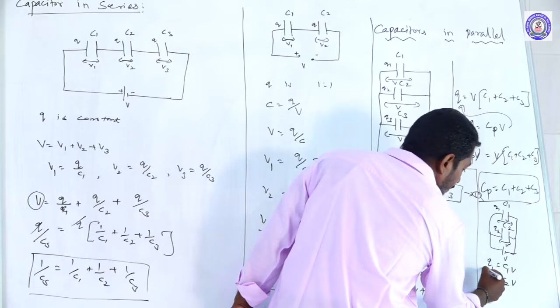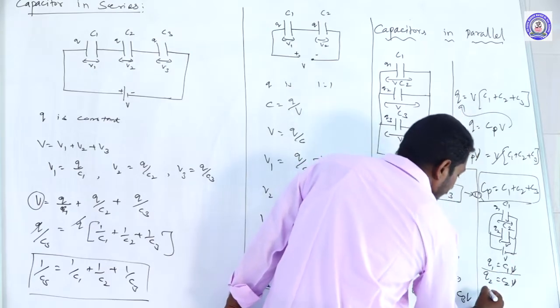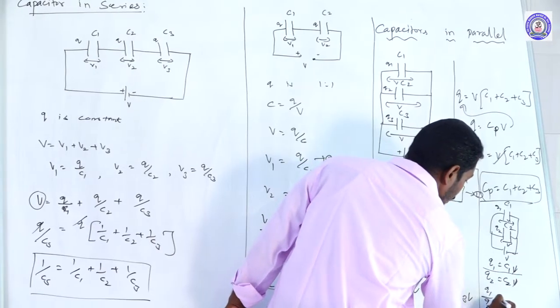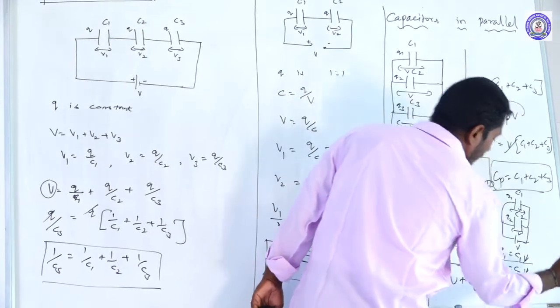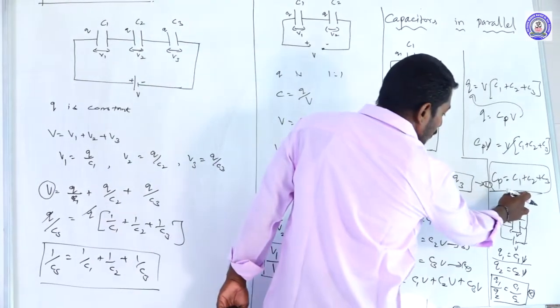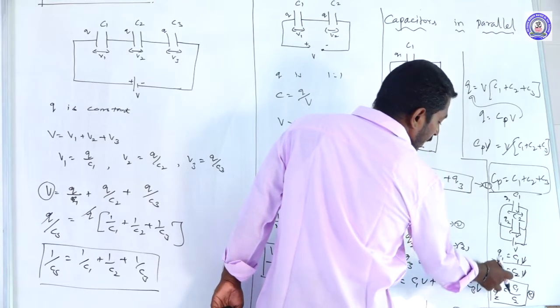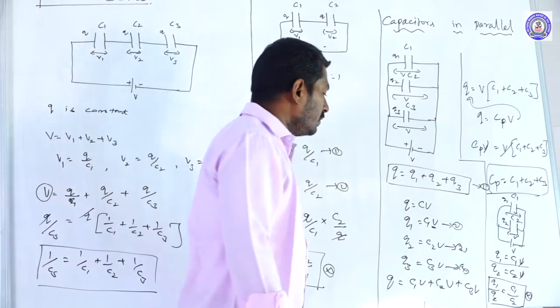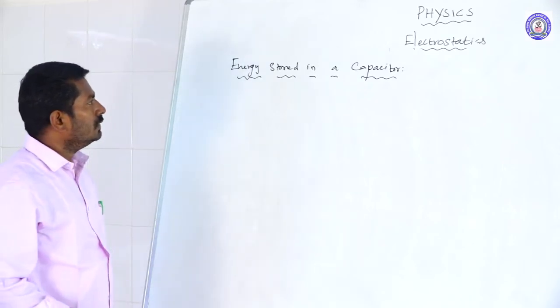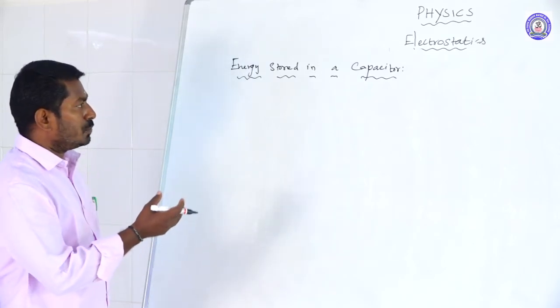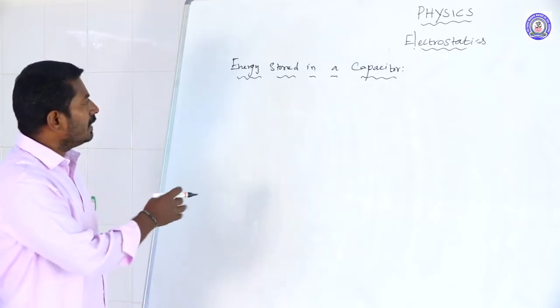Then V gets cancelled. Q1 divided by Q2 is equal to C1 divided by C2. It is an important expression. If two capacitors are connected in parallel, the ratio of the charge on the two capacitors is equal to C1 divided by C2.